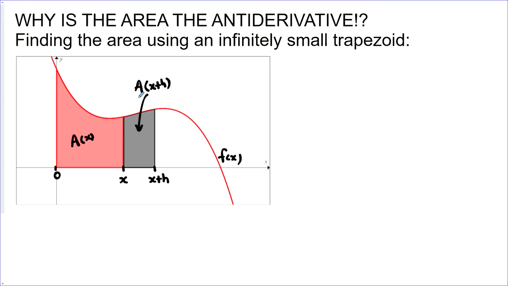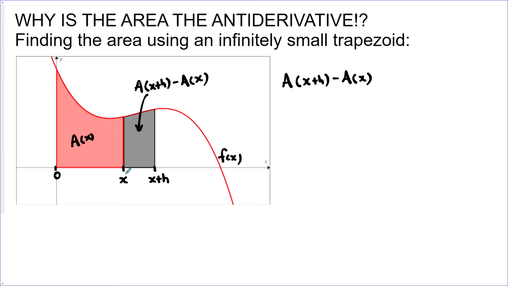But the way that we defined this was the area from this point back to 0. So I can't say this, or I'll get the whole gray and red area. So I'm going to subtract this area off, just so that I'm left with the gray area here. Okay, so that's fine. And we can say that the area x plus h minus the area at x is this gray area. And we're going to approximate the gray area with a trapezoid.